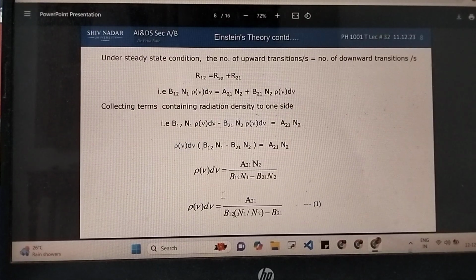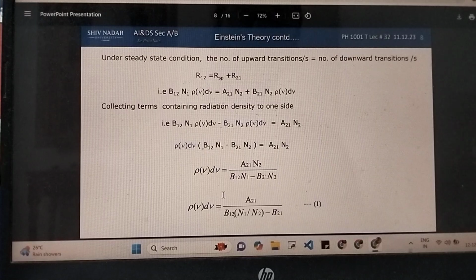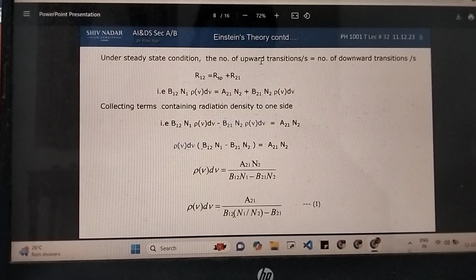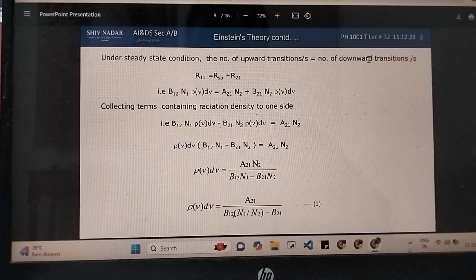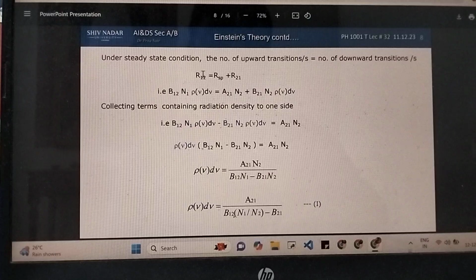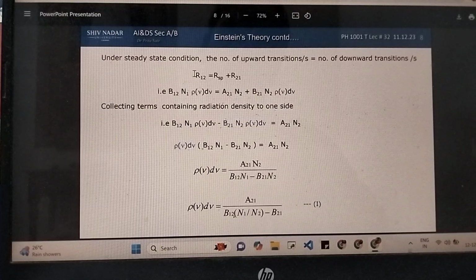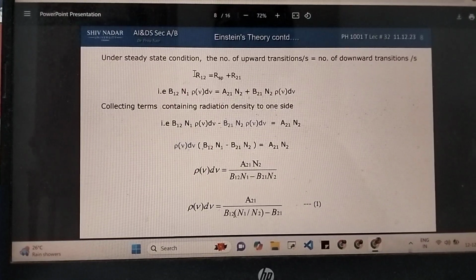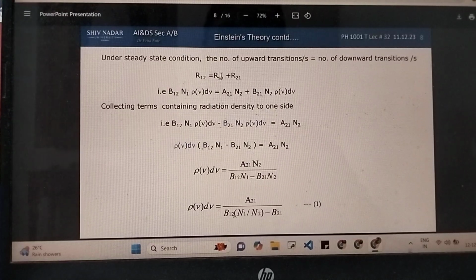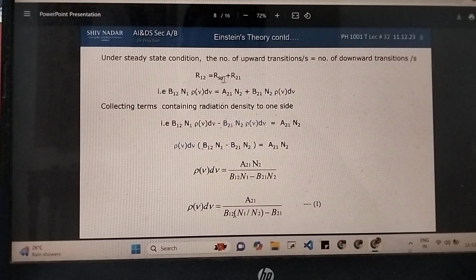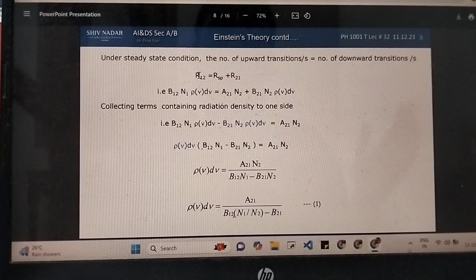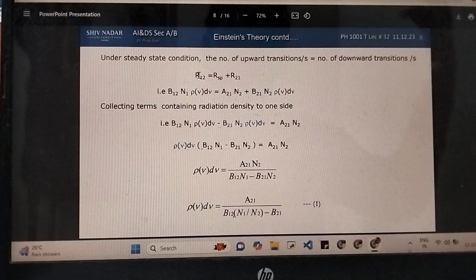It does not find level 2 unstable. It's only the ones which went up which will come down again. So the number of upward transitions should be equal to the number of downward transitions under normal conditions. So R12, that is the rate of stimulated absorption, should be equal to RSP, rate of spontaneous emission, plus rate of stimulated emission. This is the equation that equates the total absorption to the total emission.